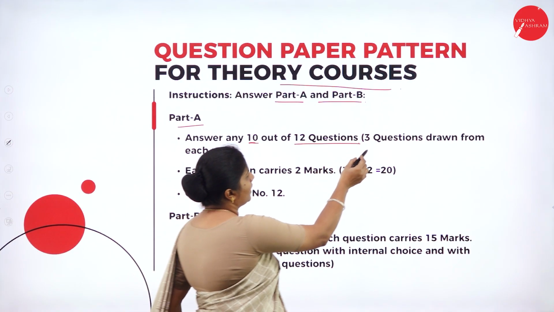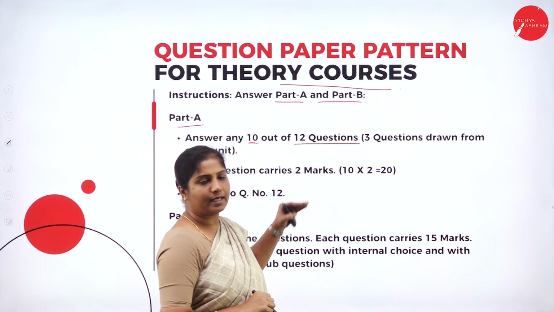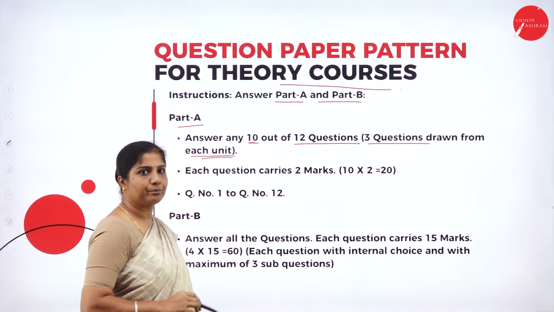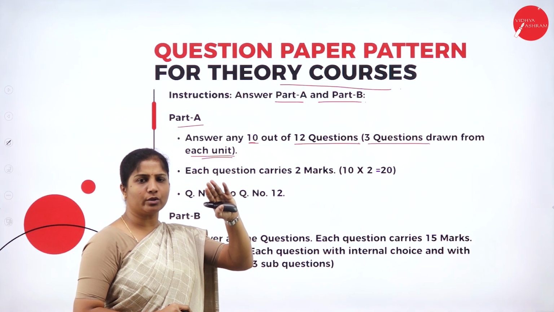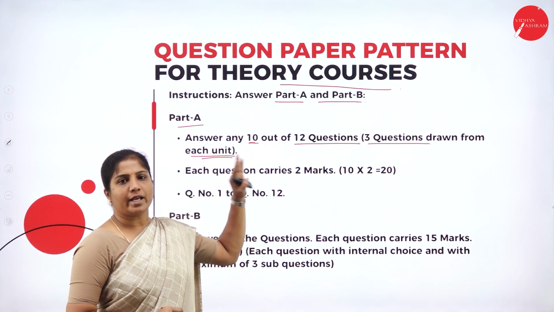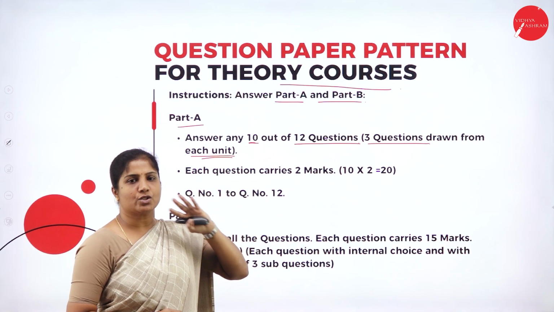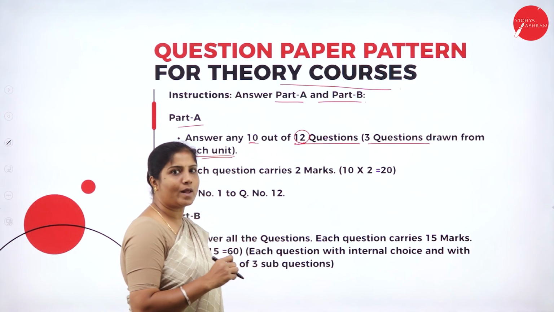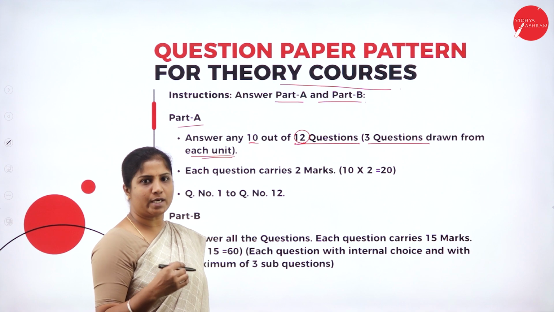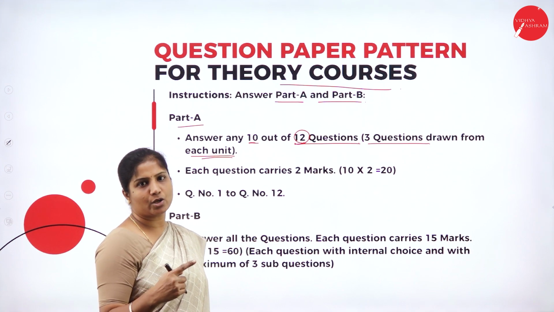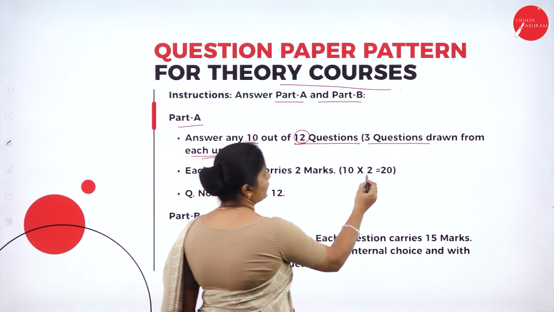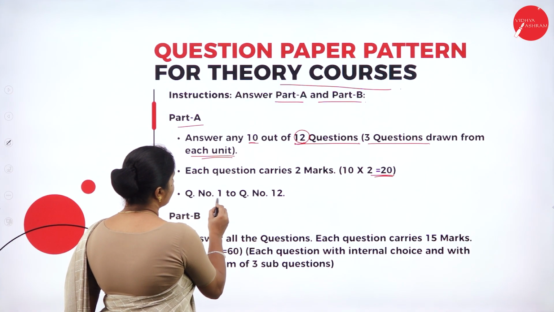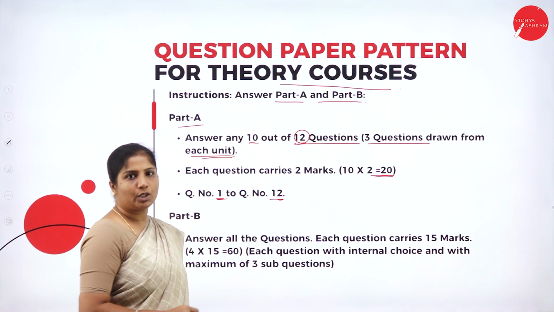Okay. As per the syllabus, they are telling 3 questions are drawn from each unit. You have a total of 4 units, so 3 questions drawn from each unit. 4 into 3 is 12. They have taken 12 questions from 4 units. You need to answer 10 questions. 10 into 2, that is 20 marks. Part A is for 20 marks. That holds from question number 1 till 12.